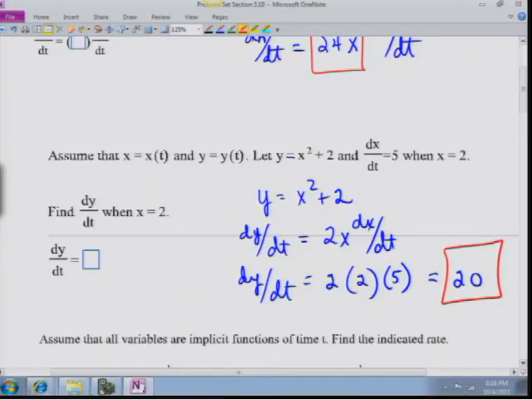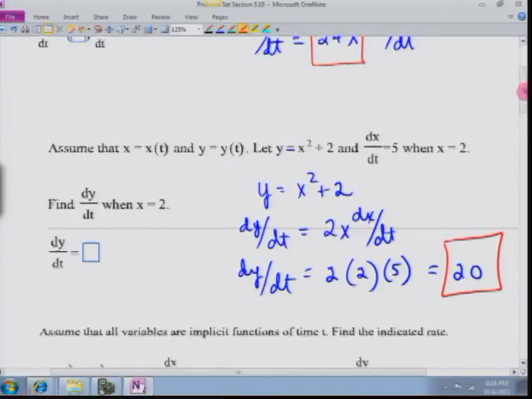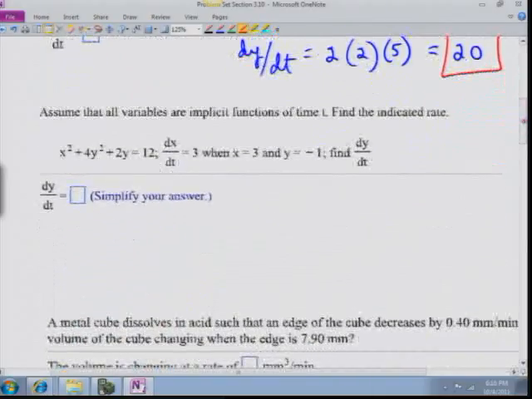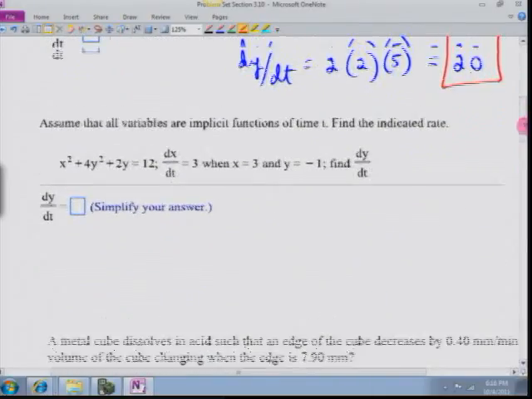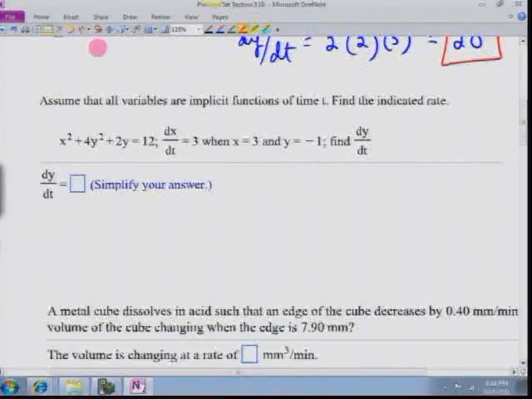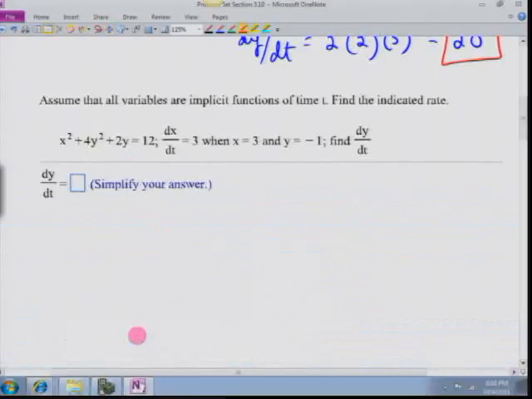Okay. Are we good? I didn't hear your whole question. Up in here, it said dx dt is 5 when x is 2. Okay? You're just plugging it in. You're just plugging it in.